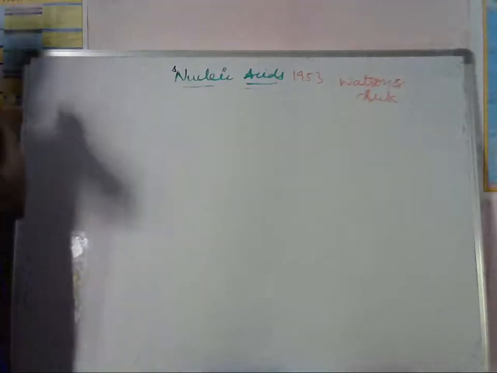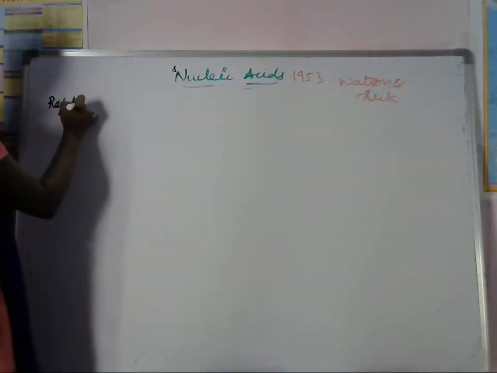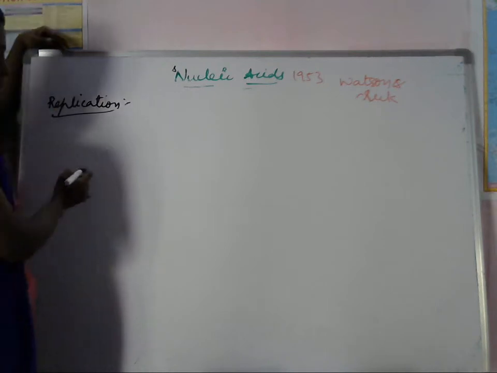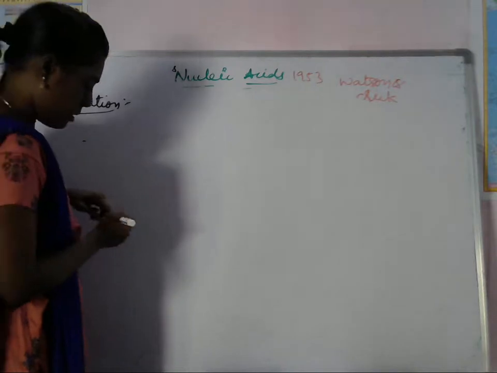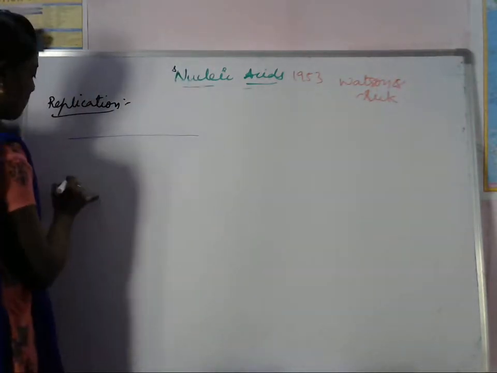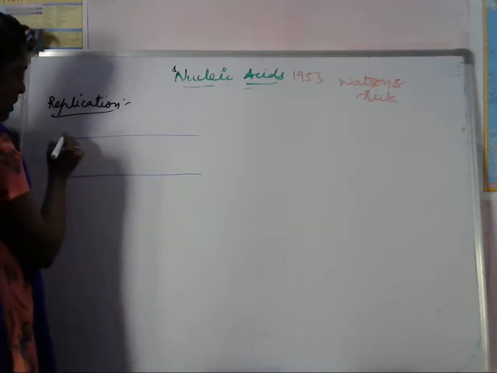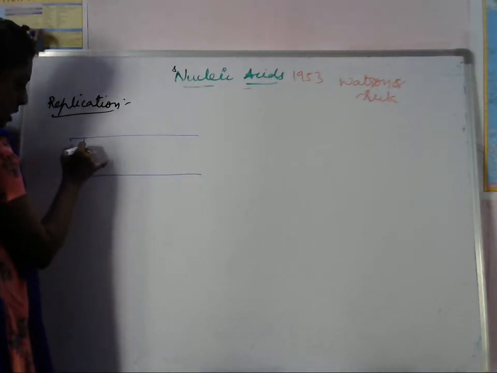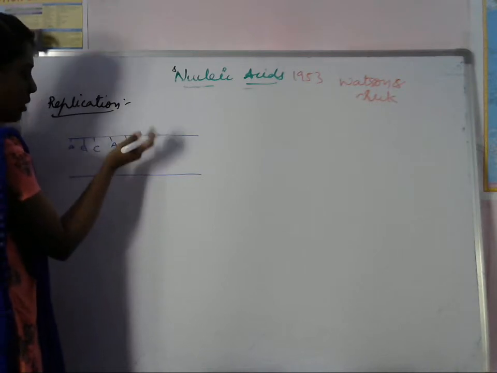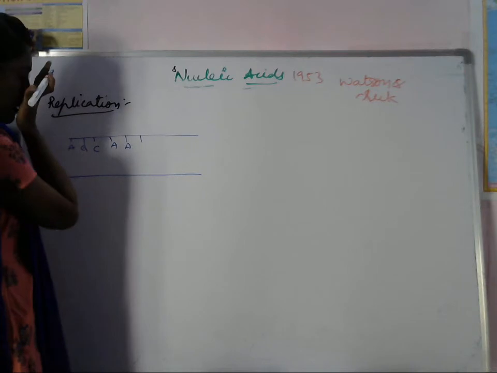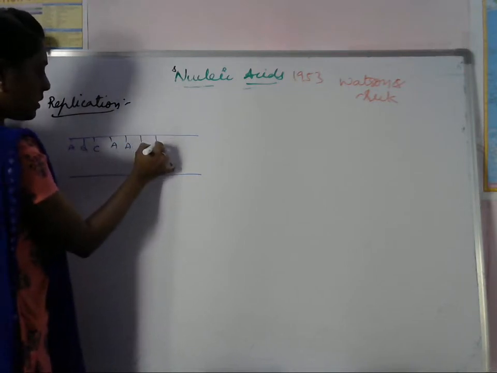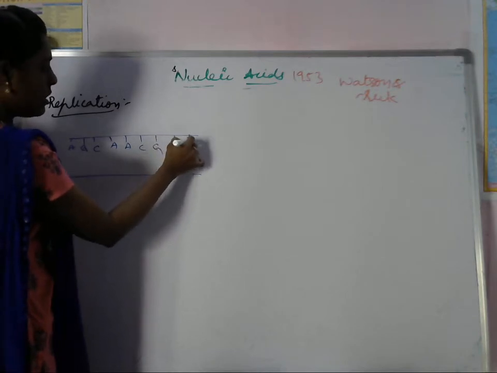Replication. So here replication is there. We have to take the base pairs first, which are A, G, C, A, whatever they may be, forming randomly. It contains this one, C, G, T, T.